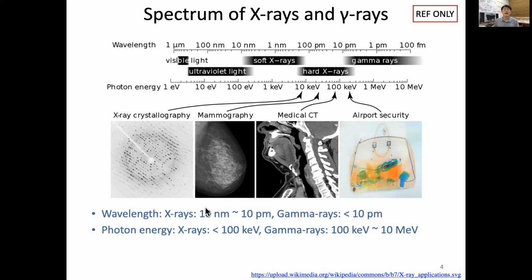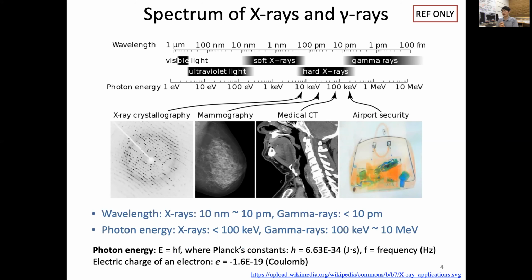So simply, X-ray wavelength is about 10 nanometer down to 10 picometer. And gamma ray wavelength will be smaller or shorter than 10 picometer. And in terms of photon energy, X-rays usually have less than 100 kilo electron volt, or keV, and gamma rays will have 100 kilo electron volt to about 10 mega electron volt.